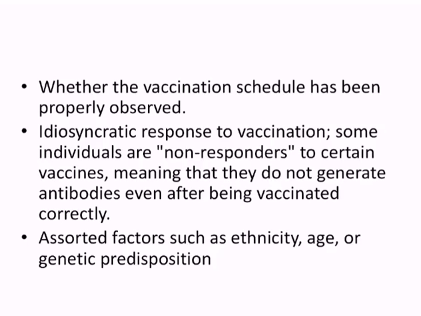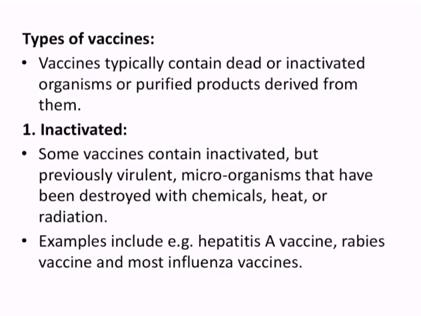الحاجة بعدها whether the vaccination schedule has been properly observed بالإضافة لـ idiosyncratic responses to vaccination يعني في حاجات غير ملحوظة. في بعض الـ individuals are non-responders to certain vaccines, meaning that they do not generate antibodies even after being vaccinated correctly. فدي idiosyncratic يعني ما معرف ليها سبب أساسي, بالإضافة للـ associated factors such as ethnicity, age or genetic predisposition.